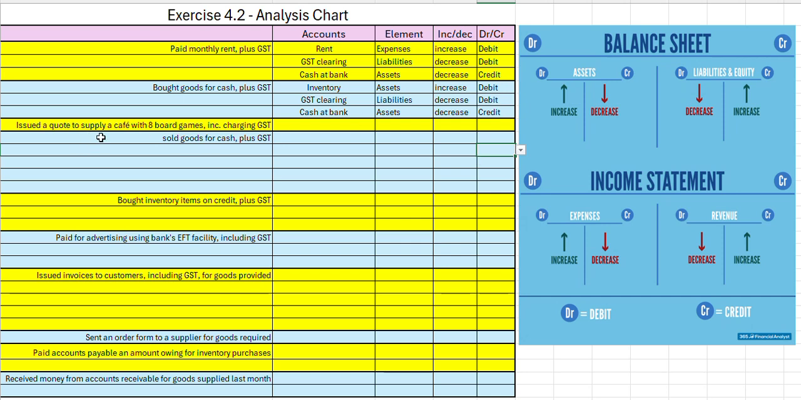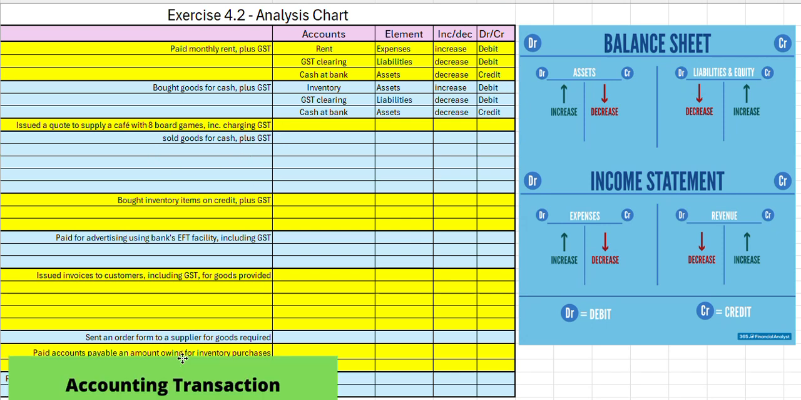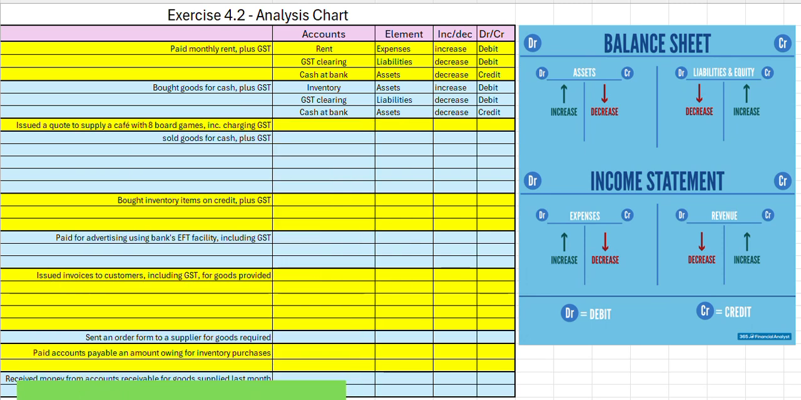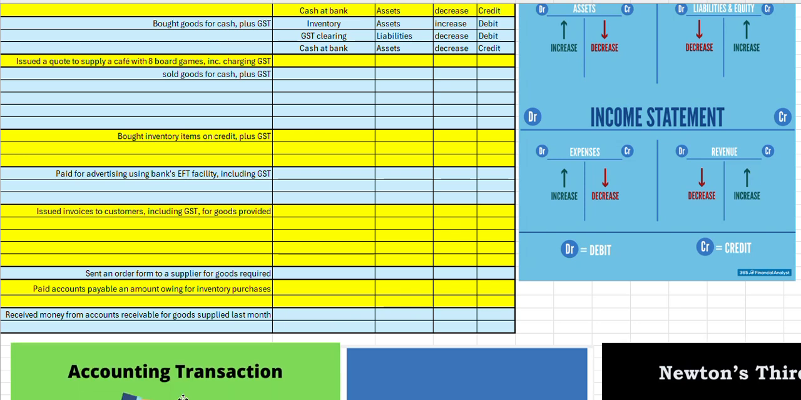Issued a quote to supply a cafe with 8 board games. That's inventory, including charging GST. This one's an interesting one. Let's just be mindful of what we mean by a transaction. When we have an accounting transaction, it's an exchange between two parties. Now, that exchange could be inventory or it could be cash. There's a few other examples.